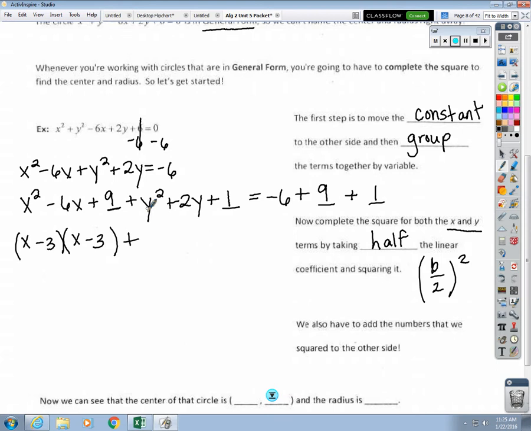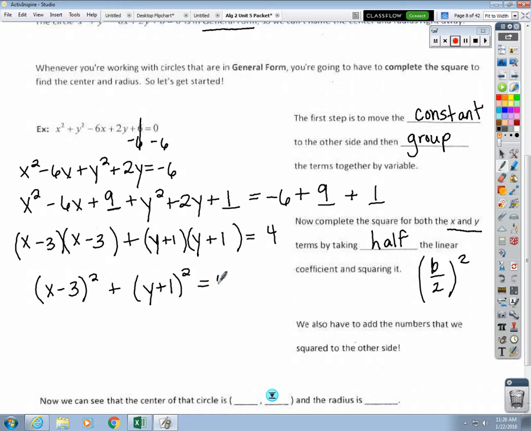Now we're going to do that same process with the trinomial with y's. So we're looking for two numbers that add up to 2 and multiply to 1. What numbers do that? 1 and 1. And now on the right side, what is negative 6 plus 9 plus 1? 4. Very good. Instead of writing it twice, we can write it as a binomial squared. Same thing over here with the y's.